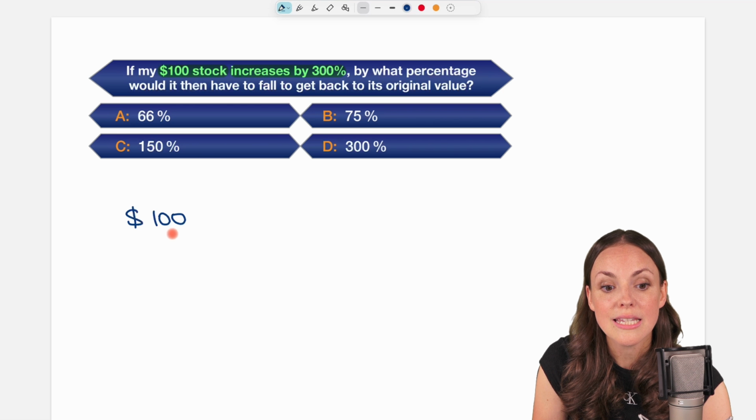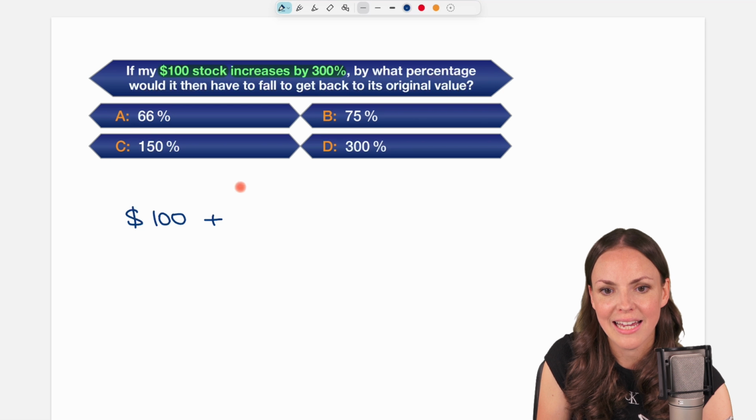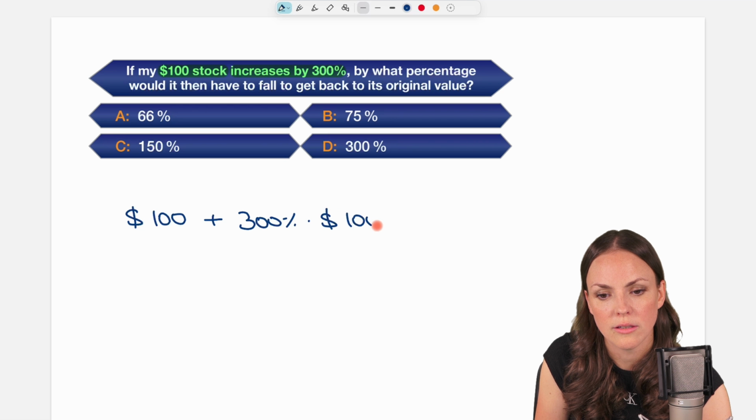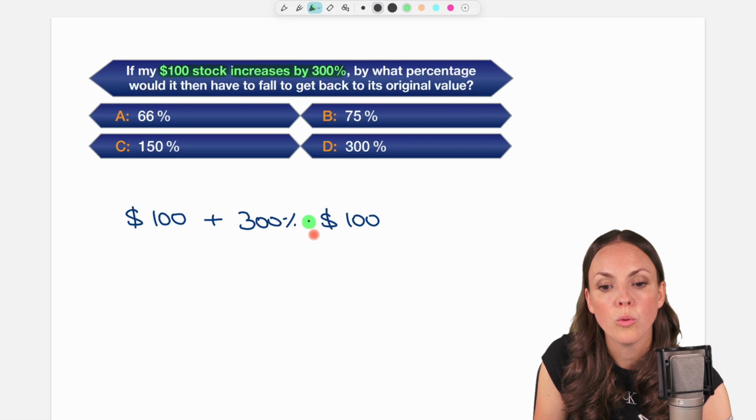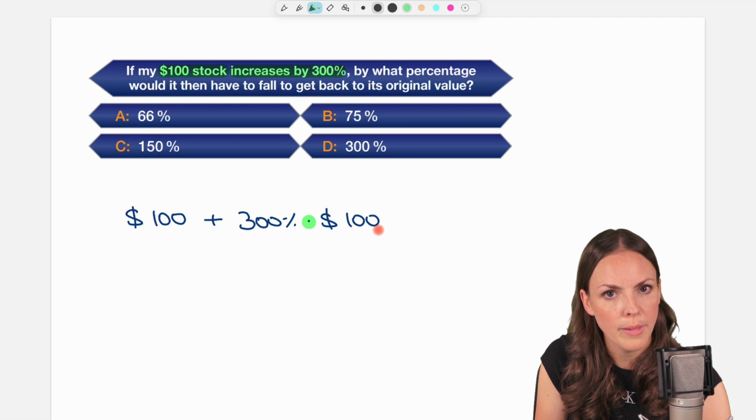And we want to increase these $100 now by 300%, which means that we add 300% of these $100 now to these original $100. So let's add 300% of my $100, so I can just multiply this by $100. This is always the way if you want to calculate a percentage of a certain amount. You just multiply the percentage by the amount.